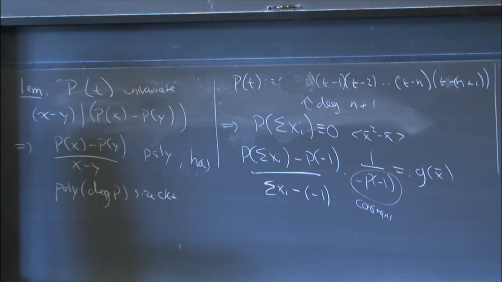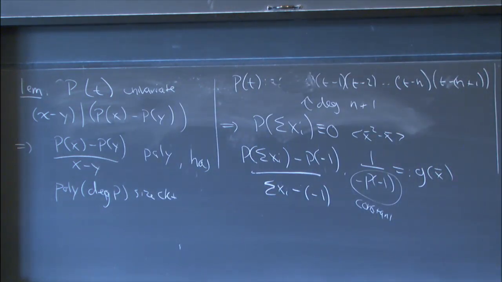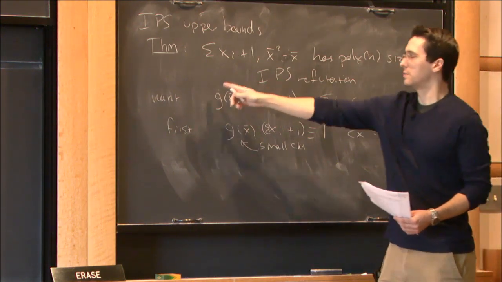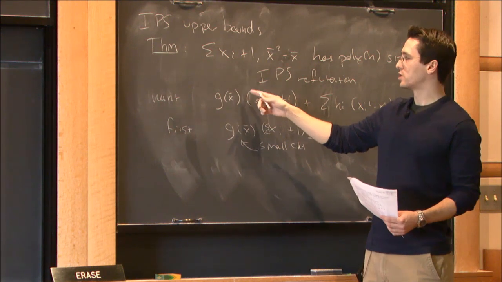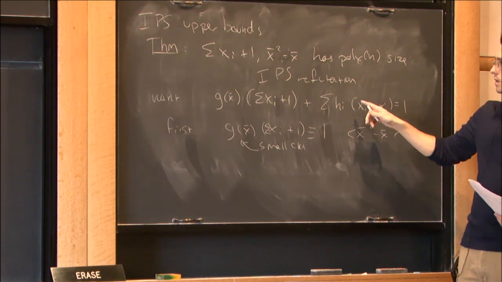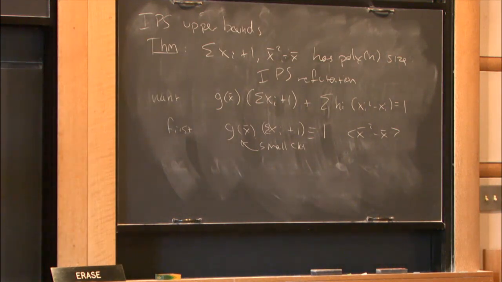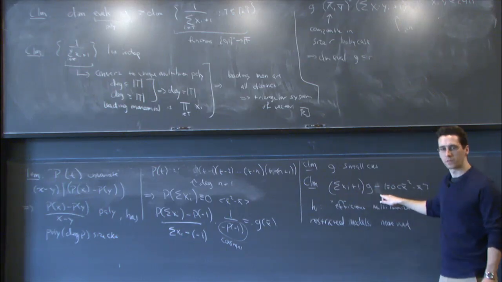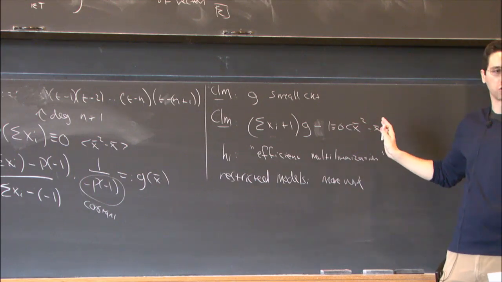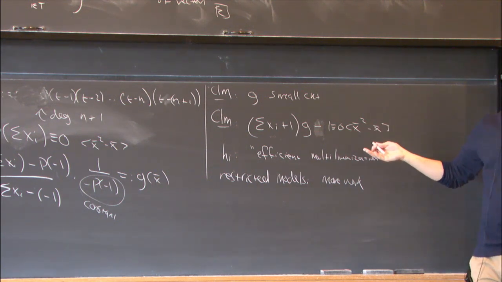Can you please repeat what you said about the H's? OK, so to get an IPS refutation, you need an equation of this form. Now, for the lower bounds, all we were showing was that g must be large. What we've done now is we've just shown that g is small. But this is not really enough. You also need to show that the h's are small. So if you look at this polynomial, this thing minus 1 is 0 modulo the Boolean cube, and you need to be able to express this somehow with efficient h's.